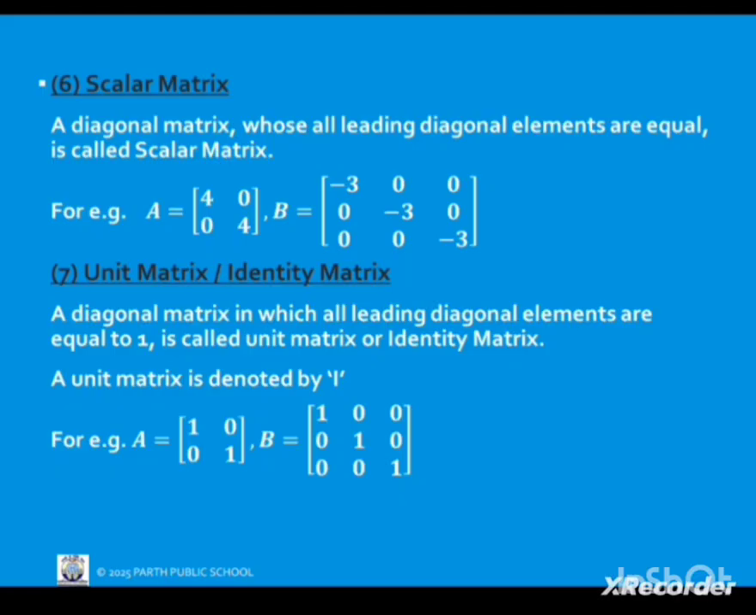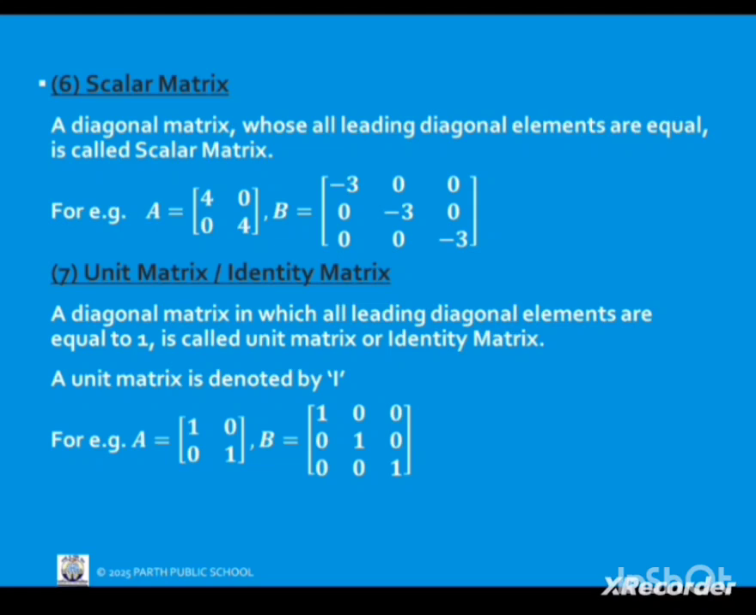Next, type 6, scalar matrix. A diagonal matrix whose all leading diagonal elements are equal is called the scalar matrix. अब scalar matrix की क्या प्रॉपर्टी है? एक तो वो diagonal matrix है. Second thing, diagonal element क्या होने चाहिए हमारे? Same. Then we can say that it is a scalar matrix.